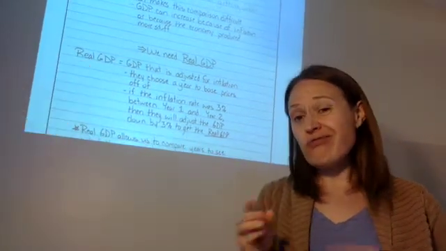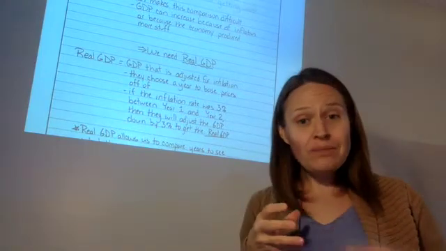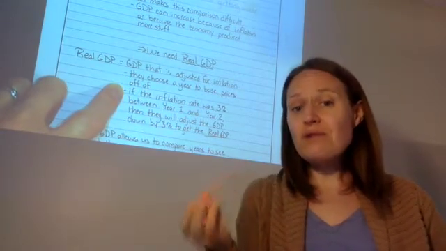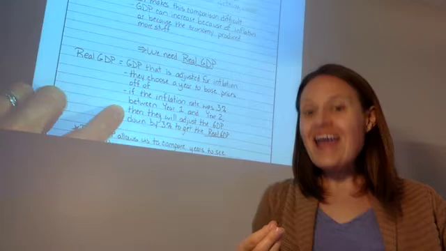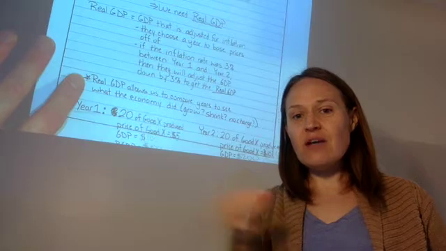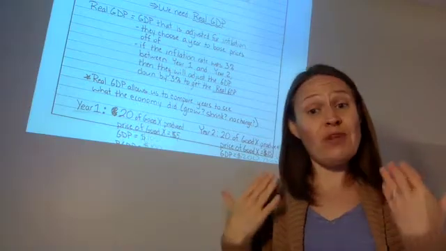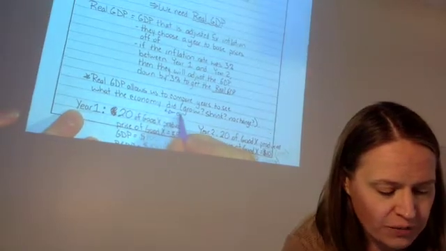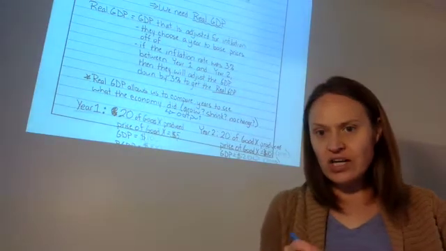Now, real GDP is just regular old GDP, but it has been adjusted for inflation. So they do some math. They choose a year to base prices off of. And then if the inflation rate was 3% between year one and year two, they will adjust the GDP down by 3% to get the real GDP. What that does is allow us to compare years to see what the economy did: if the economy grew, if the economy shrank, or if there was no change. And by that, we mean in terms of output. Did output increase? Did output decrease? Did output stay the same?